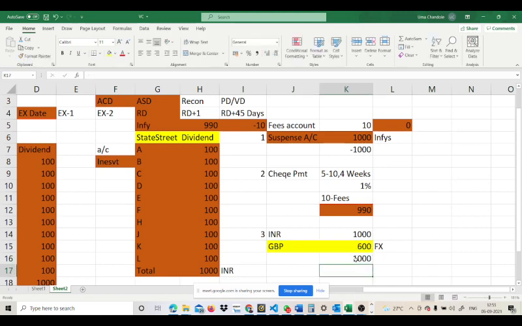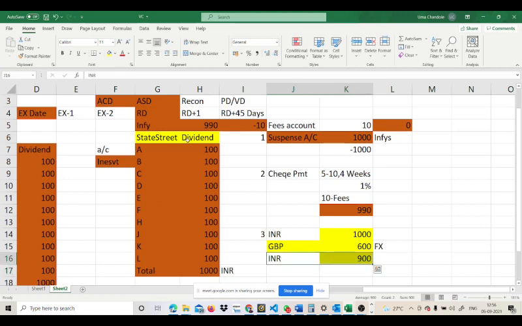Once you convert the GBP into INR, the amount should be your 1000 INR, because we are expecting 1000. Suppose you are not aware of how to convert this, and after the conversion of GBP into INR you're getting only 900. Still, you can't process this corporate action because you are short on this particular corporate action.